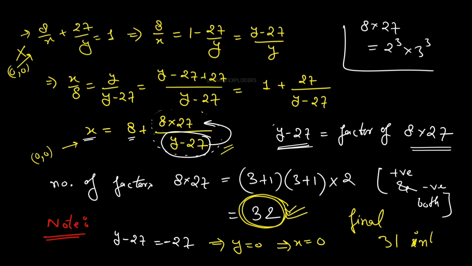31 integral solutions. So we were talking about integral solutions, not positive integral solutions. Now let us see how we will approach positive integral solutions. Okay, for this we have to see a little bit how the graphs of the equation are made.